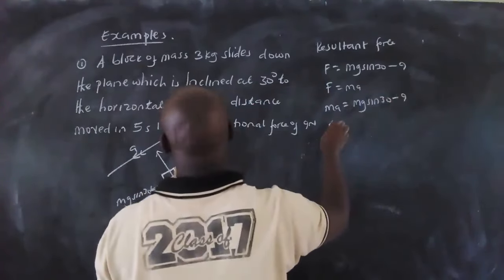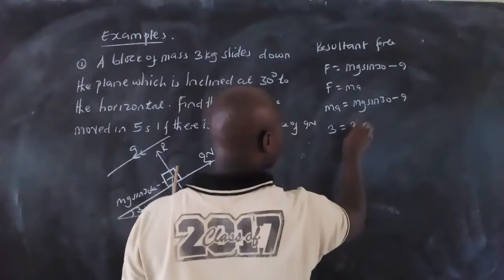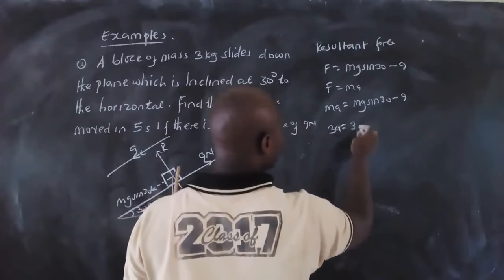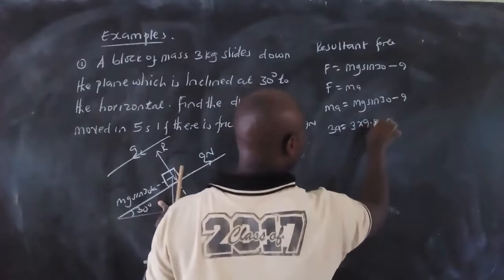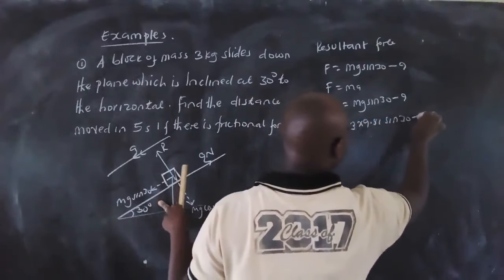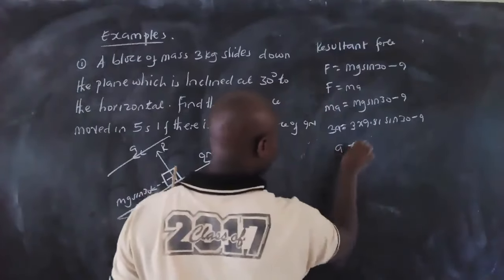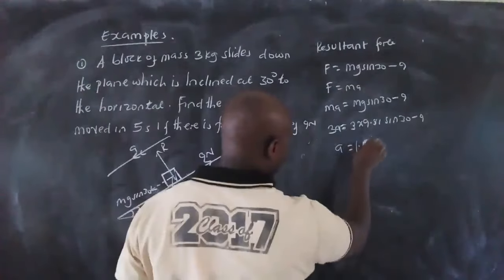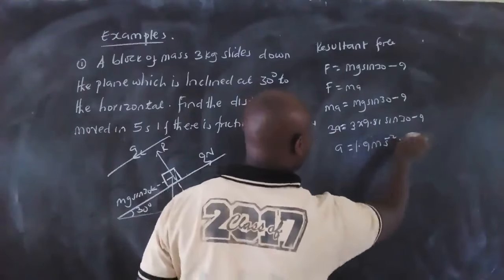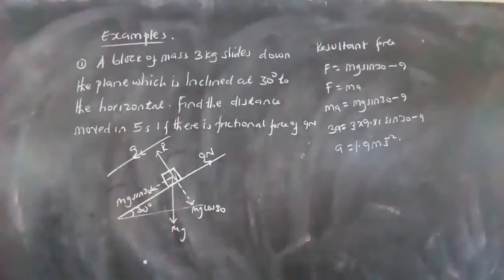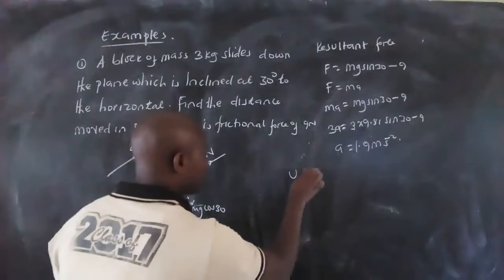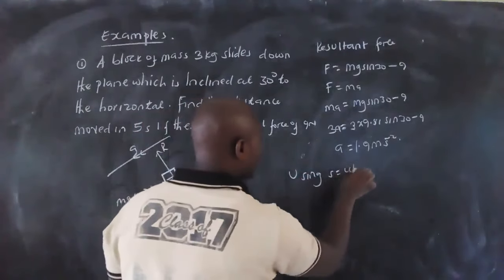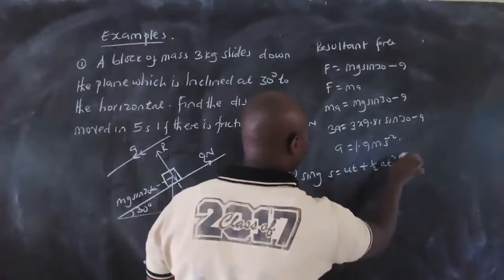So with mass 3, 3A is equal to 3 times 9.81 sine of 30 minus 9. So what will be our acceleration? Our acceleration is going to become 1.9 meters per second squared. They are saying to find the distance moved in 5 seconds. So we can say S, using S is equal to UT plus a half AT squared.